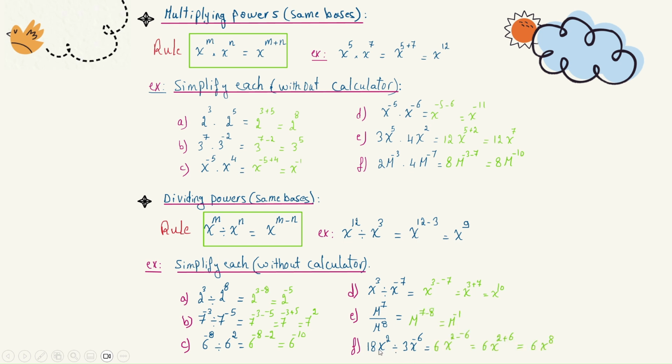Very good. Part F, because we have coefficients, you already know it: just divide the coefficients and subtract the exponents. So 18 over 3 is 6, and 2 minus negative 6 is 8. We're going to end up with 6x to the power of 8. Very good. Let's move on.